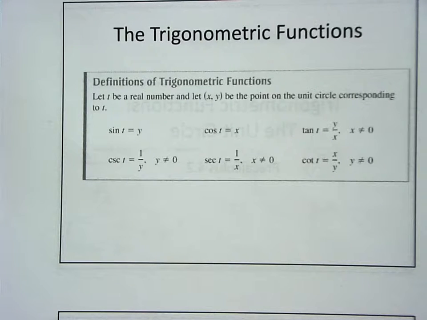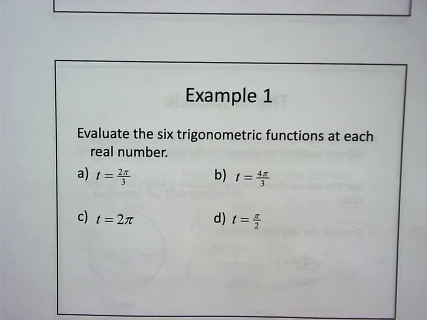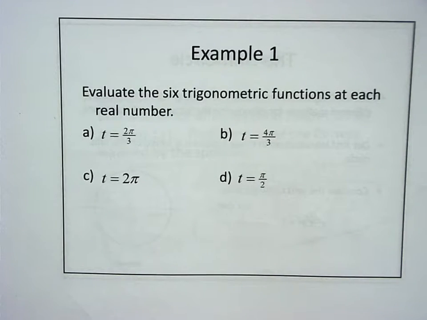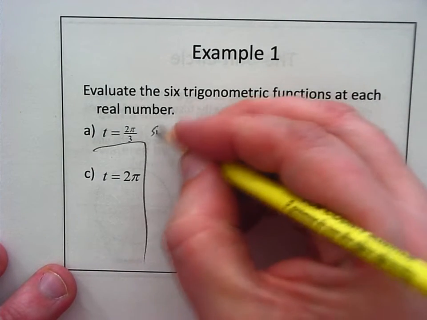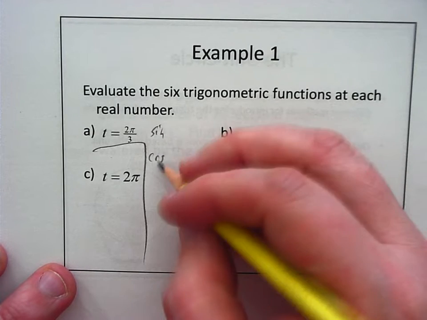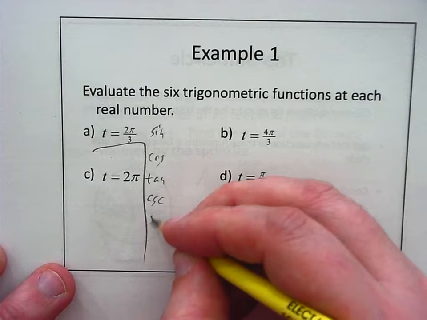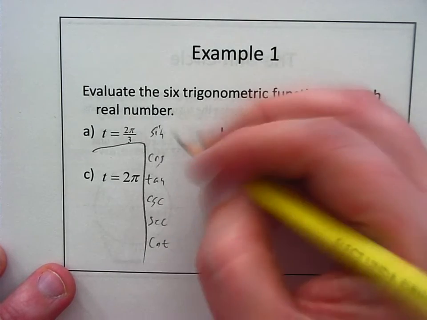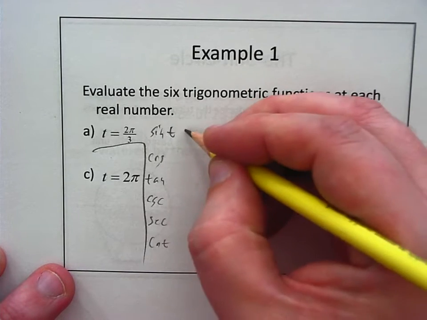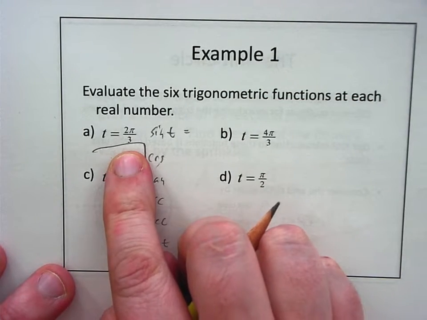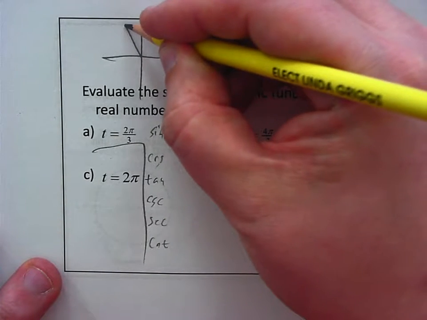Everybody should be familiar. So, if I want to evaluate the 6 trig functions at each real number, okay? So, for this, I'm actually going to set these up a little bit. If I'm going to do the 6 trig functions, that's sine, cosine, tangent, cosecant, secant, and cotangent. So when they're asking for all 6 trig, that's what they're referring to. So sine of the angle t, if it's 2 pi over 3, well, I'm going to go to the unit circle. 2 pi over 3 is in the second quadrant right here.